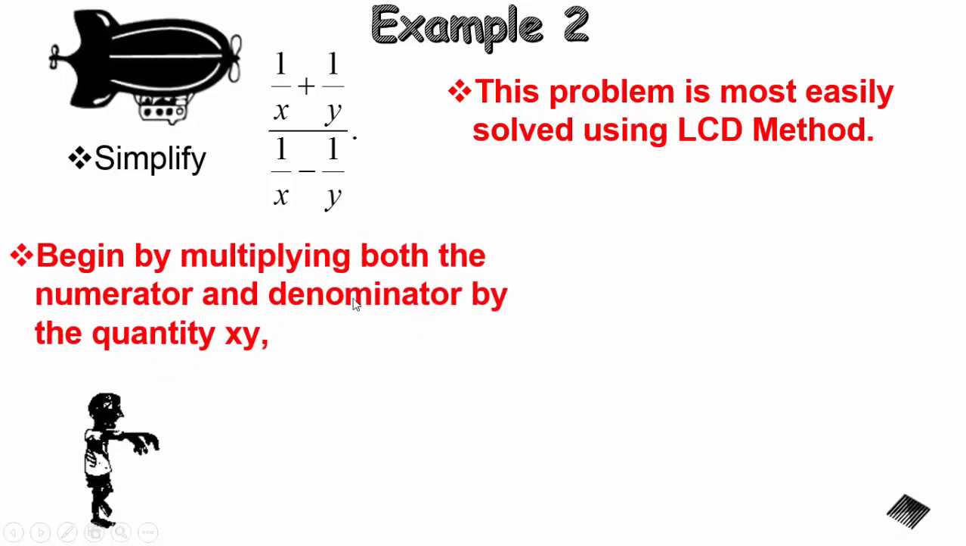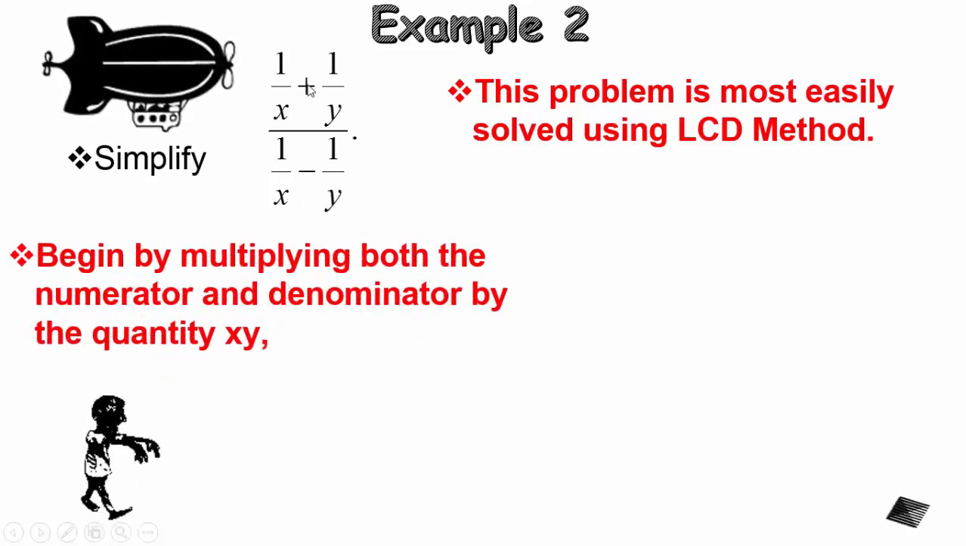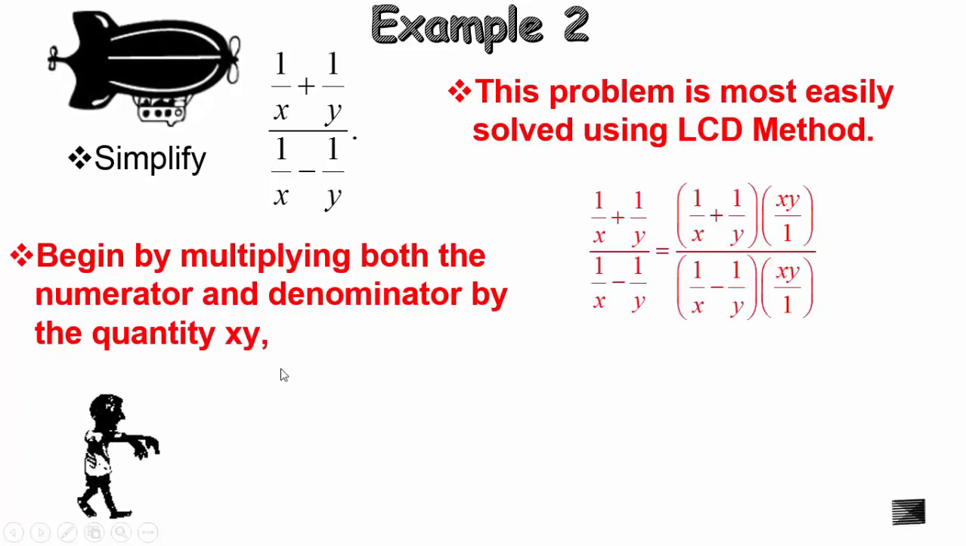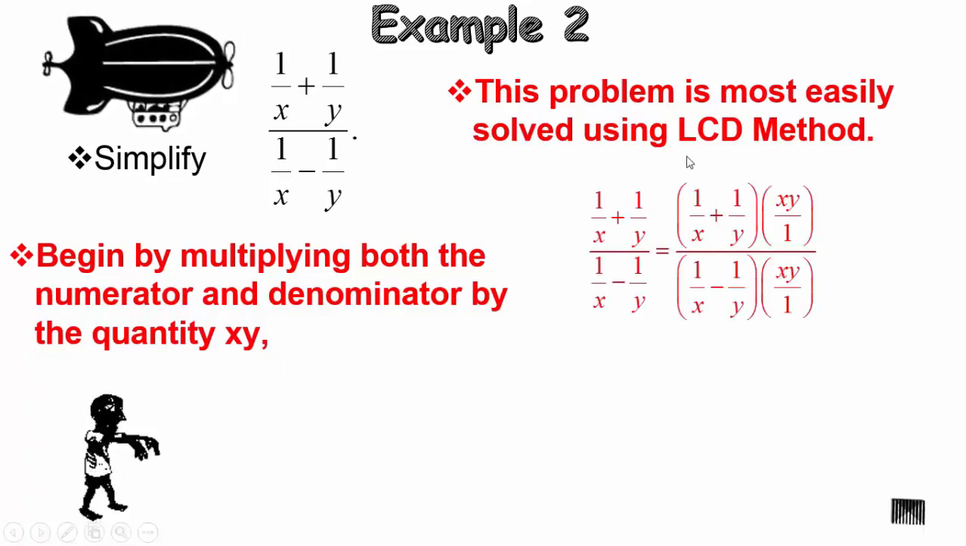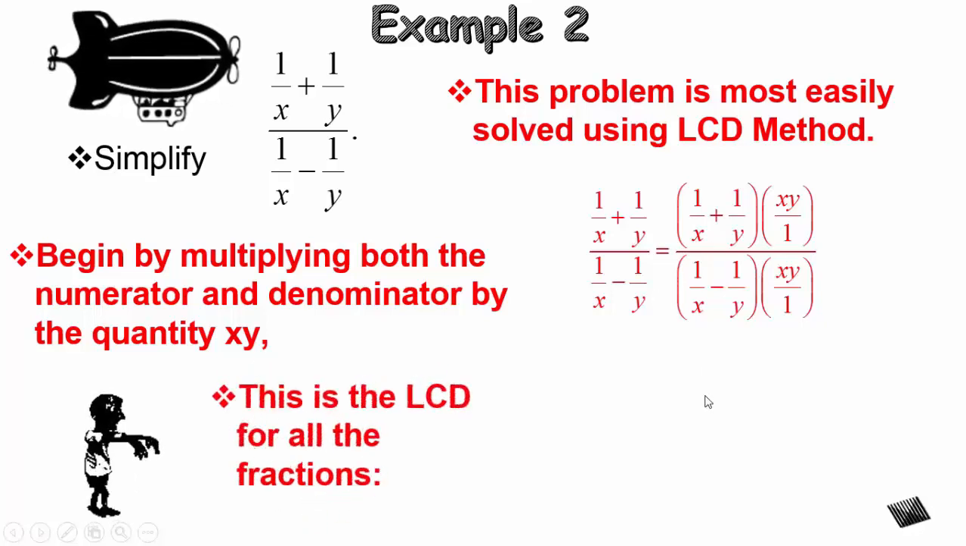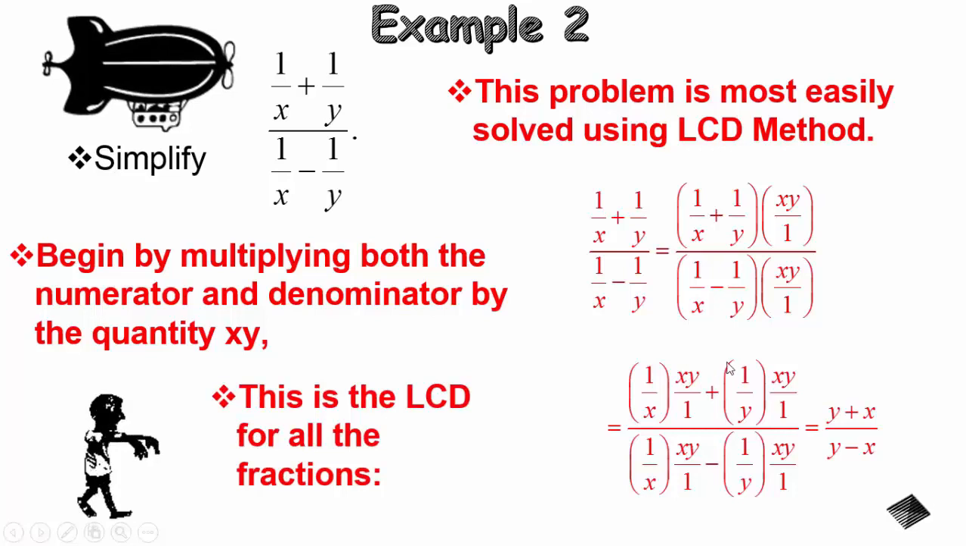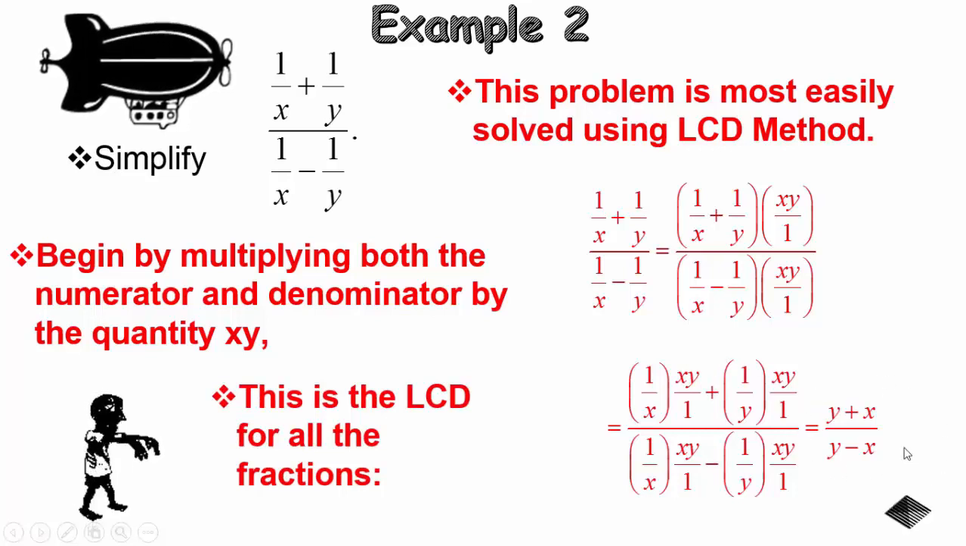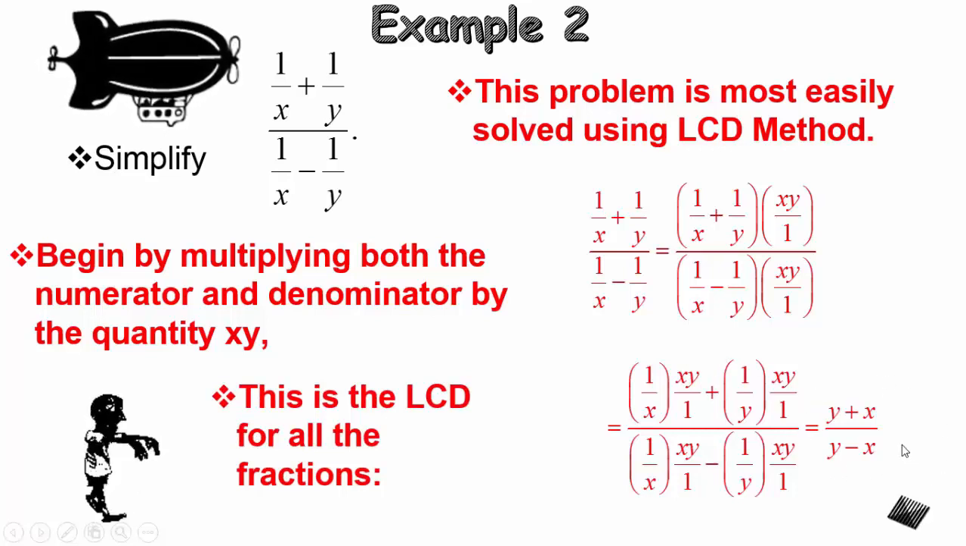So we're going to find what is the lowest common denominator of this. Well, as mentioned on the whiteboard, it's xy, and here I did the same thing as I did on the whiteboard, and then I continued to finish it up, and here I get the same answer.